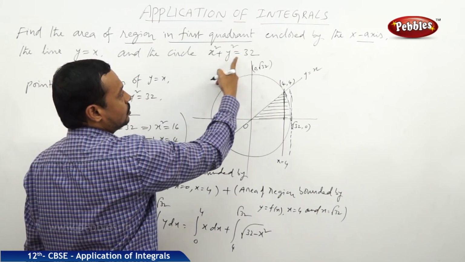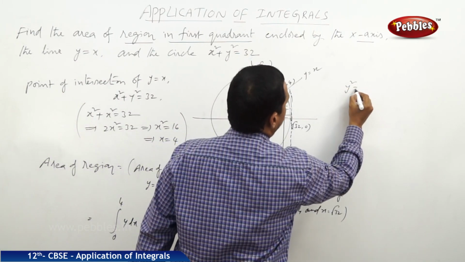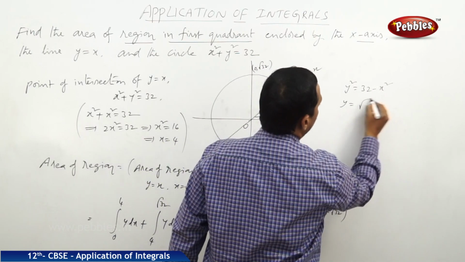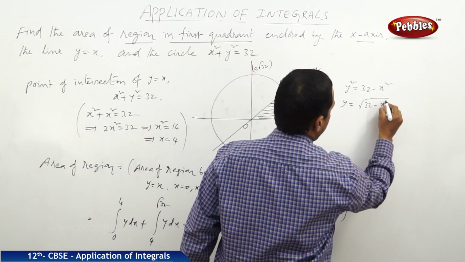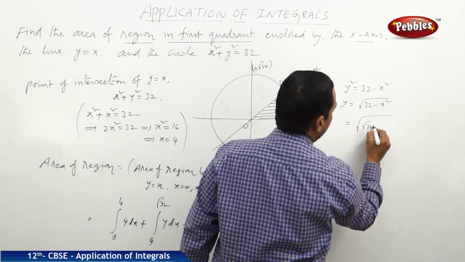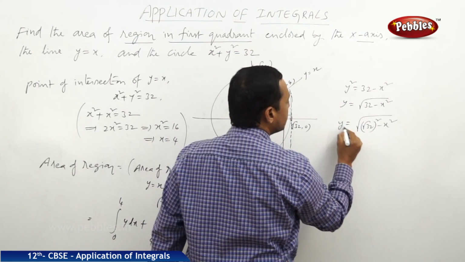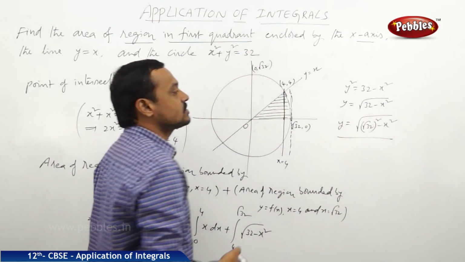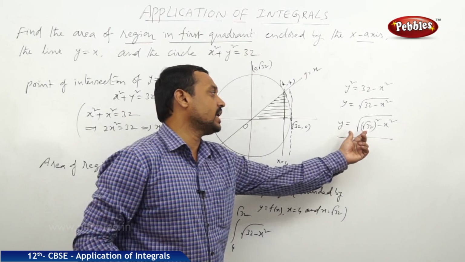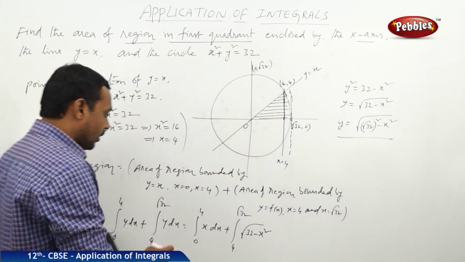From that, y square is equal to 32 minus x square. Now y is equal to root of 32 minus x square. Now we can write it as square root of root 32 whole square minus x square. Now you know it is in the form of y is equal to root a square minus x square. So we have the integration for root of a square minus x square and apply here. Now I will continue here.